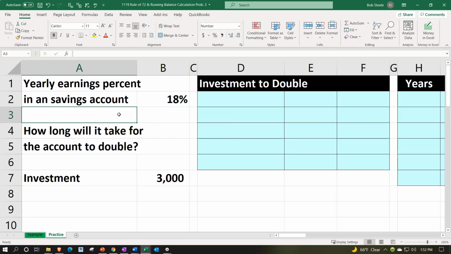Our information on the left-hand side is we have the yearly earnings percent in a savings account is 18%. Now note, obviously that's high for most time periods, at least in the United States, but we want to use a higher percentage rate for practice. Note that you can have a rate like that in different types of accounts. If it was an investment account or a stock account, you might have a higher rate, or estimating a return that you might have for something like a home, then you might see a higher rate like that as well.